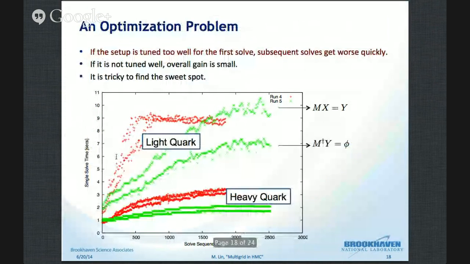Is that the number of solves there? No, it's the solve sequence, so it's just the first solve, second solve. I just grabbed the outputs from the log files. It's not 2,500 solves. This plot is over many trajectories. It's just a single setup and it goes for 2,000 solves. I just keep it running for many trajectories without redoing the setup.